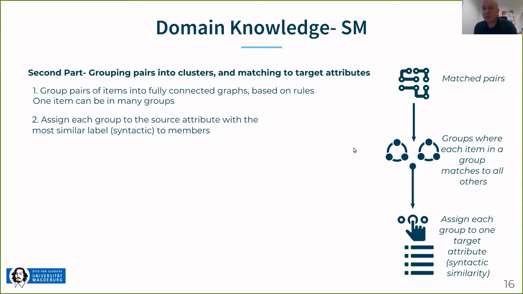To this end, what we did was a grouping approach based on rules that tries to form fully connected graphs, such that all the source attributes inside are deemed to be pairing with each other. After this, we did syntactic similarity on each group, so the highest syntactic similarity available for each group to the target attributes.